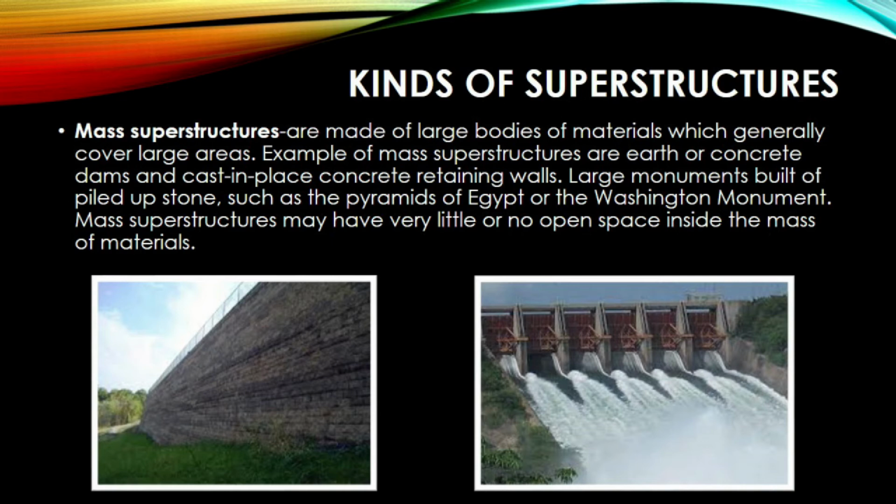These are made of large bodies of materials which generally cover large areas. Examples of mass superstructures are earth or concrete dams and cast-in-place concrete retaining walls, and large monuments built of piled-up stone, such as the pyramids of Egypt or the Washington Monument. Mass superstructures may have very little or no open space inside the mass of materials.